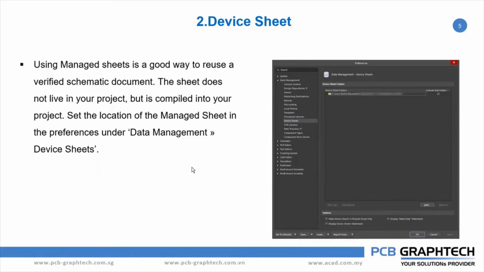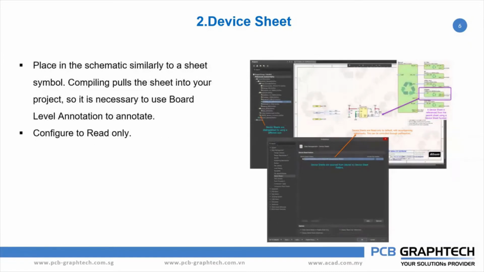And then the main thing is, when you use the device sheet, you can see it here. Normally when you're placing a device sheet, it will be placed as a symbol first. You cannot directly copy the sheet and place it here, or move the sheet here. In the main sheet you have to place it as a symbol. After compiling, it will create a device sheet as a child sheet, and it will look like this.